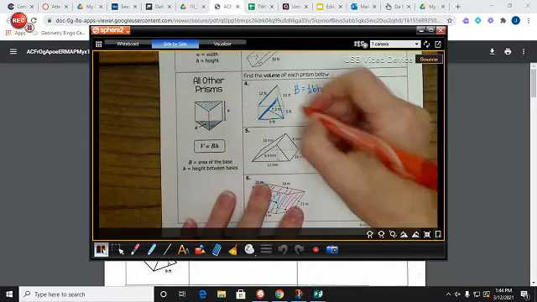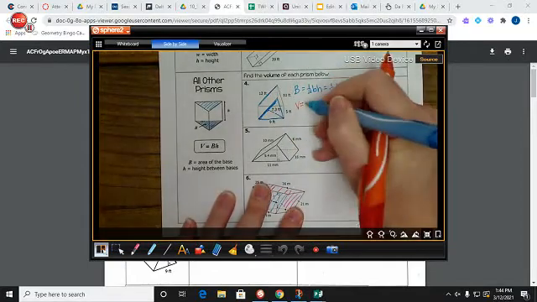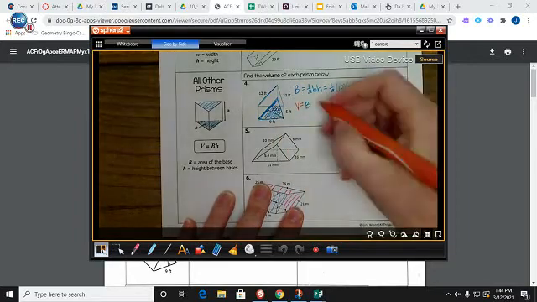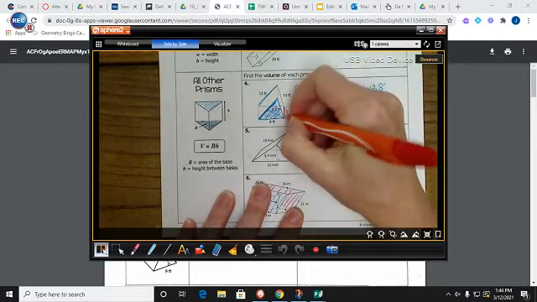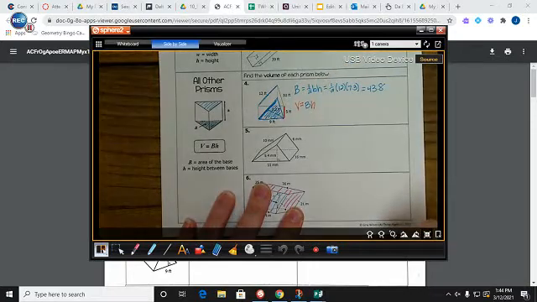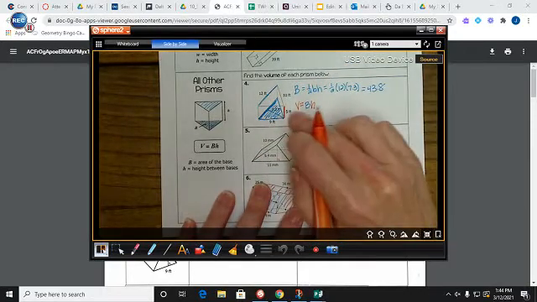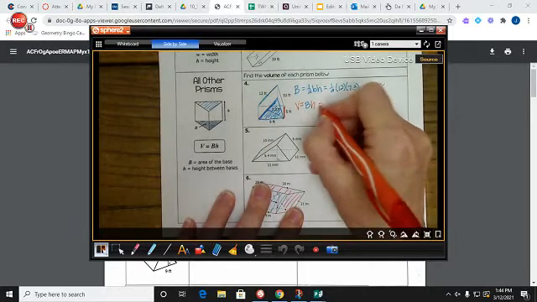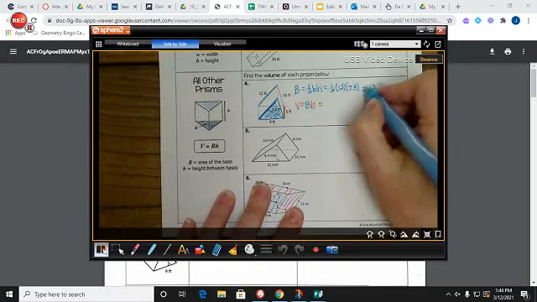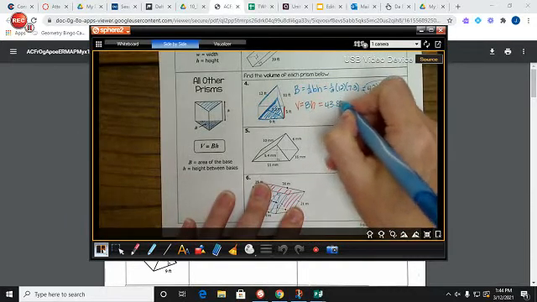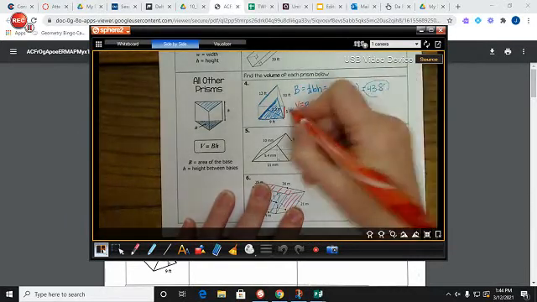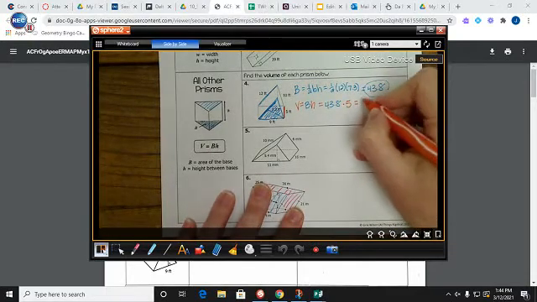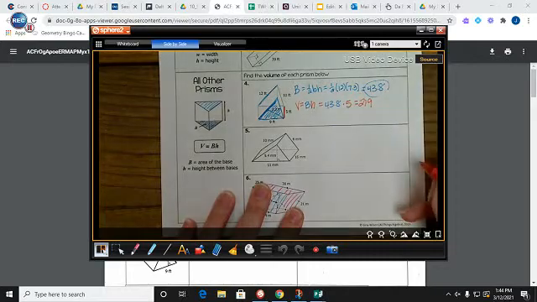Then to do the volume, I'm going to do the area of that base, so now this whole area that I just found, times the height of the prism. So I'm going to stack 5 feet worth of those triangles on top of each other. And so that's going to give me this area, the 43.8, times the 5 feet high. And the total of that is going to give me 219.